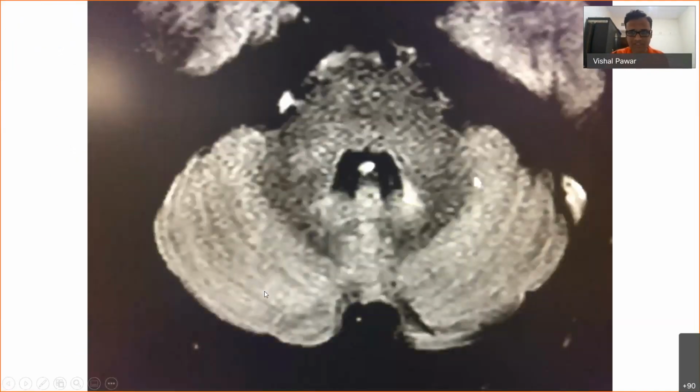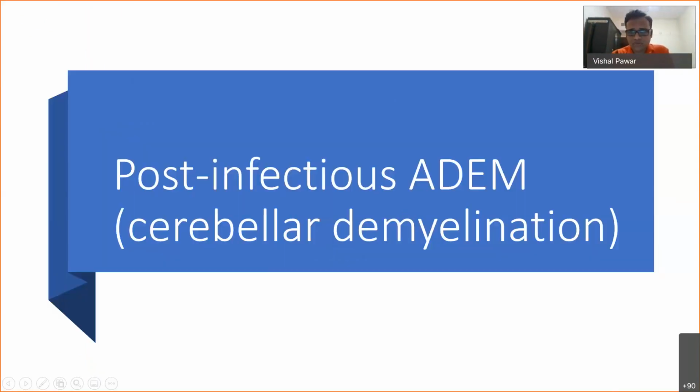So MRI brain of this patient was done, and it showed a demyelinating lesion in the brachium pontis on the left side. This is pons, okay, and this is middle cerebellar peduncle, and this is cerebellum. So this is Wormian area, and you can see hyperintensity which is present in the middle cerebellar peduncle. So it's a case of post-infectious ADEM, acute disseminated encephalomyelitis. No, it is a limited form of demyelination which is present in the cerebellum only.